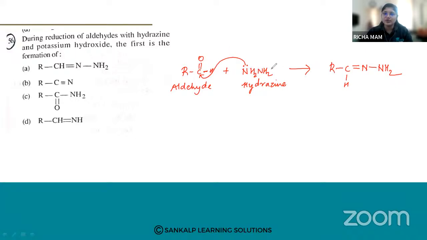So what will go? It will go as a water molecule. So this your oxygen and your two hydrogens will go as a water molecule, and RCH double bond N NH2. So this will be your product, that is, it is an aldehyde hydrazone. It is an aldehydic hydrazone. Hydrazone. I'll write the spelling correctly.